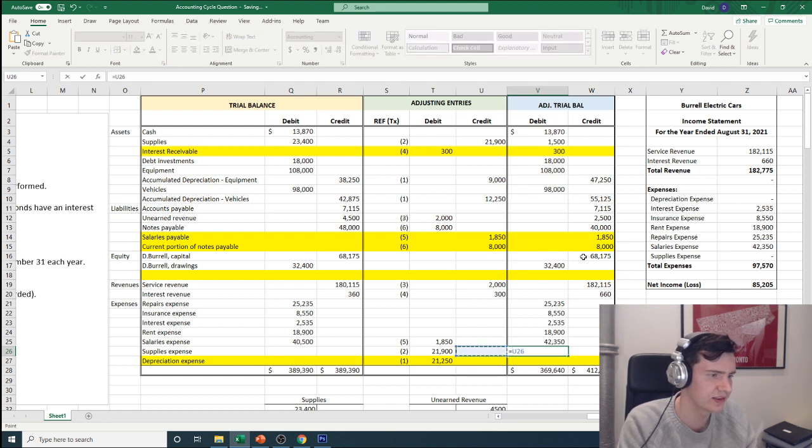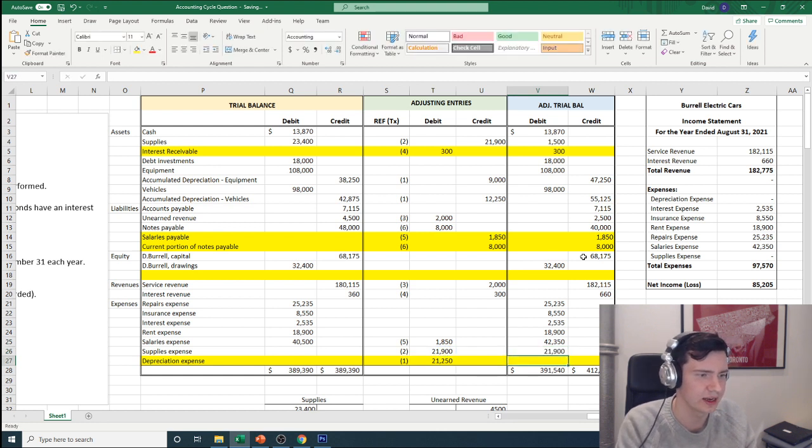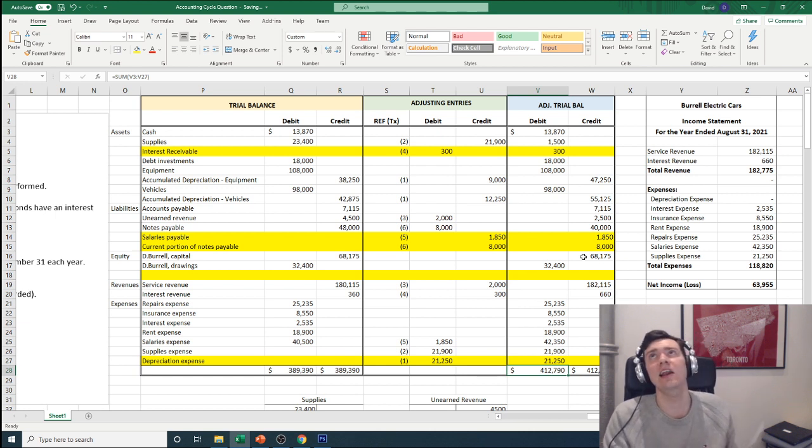Supplies expense is a debit of 21,900. And is this going to balance? Well, we don't have a beginning amount in the trial balance, so we're just taking the adjustment and adding it. 412,790. It balances. Hallelujah!